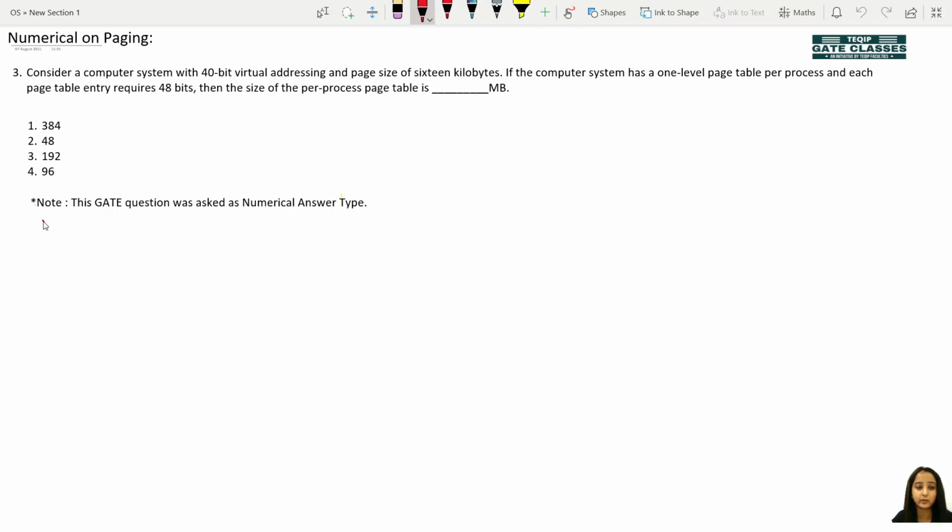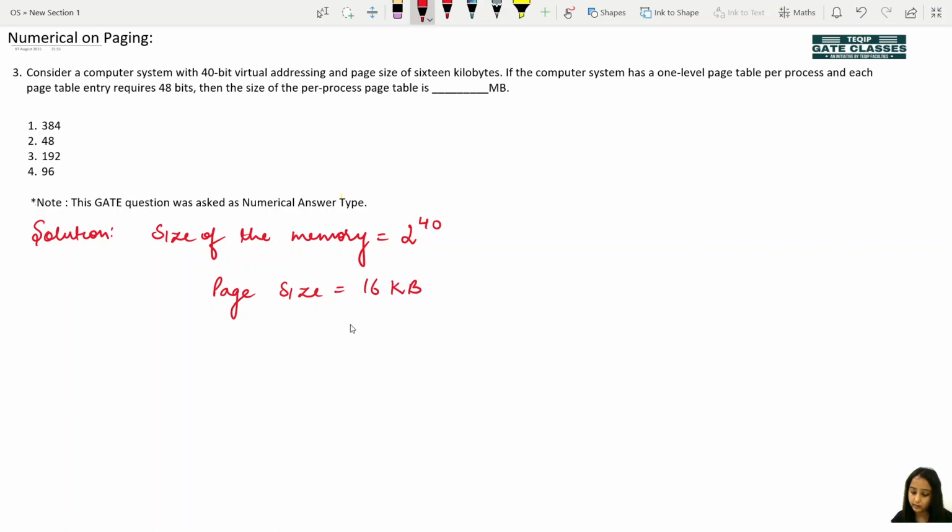Okay. Let me provide you the solution for this one. The size of memory is given. What is the size of memory? 40 bits, so I can write it as 2 raised to power 40. What is the size of the page? Page size is given as 16 KB, so 2 raised to power 4 into 2 raised to power 10.